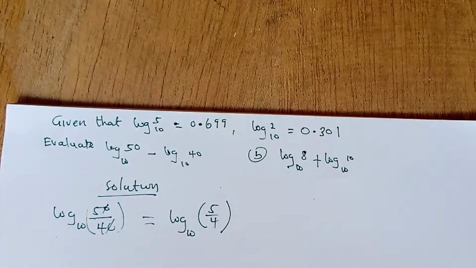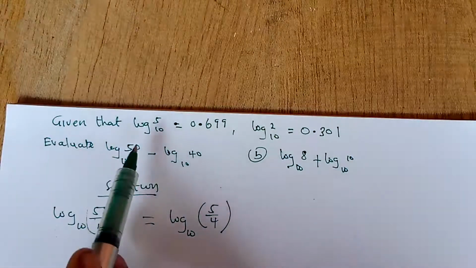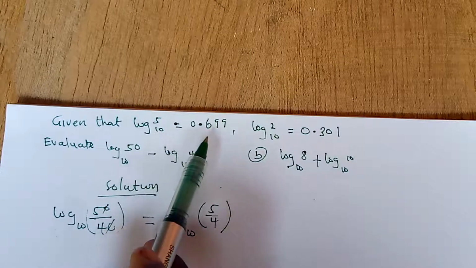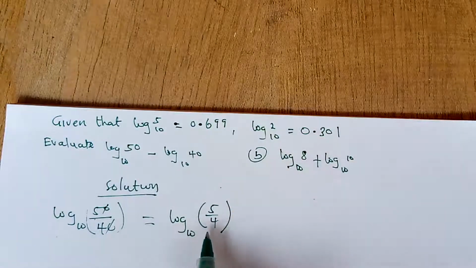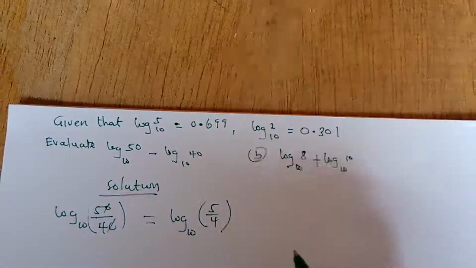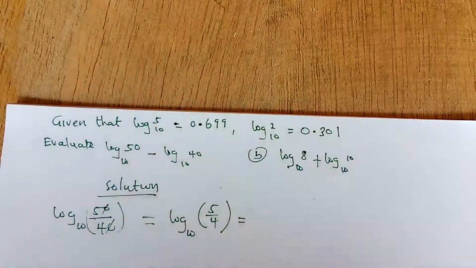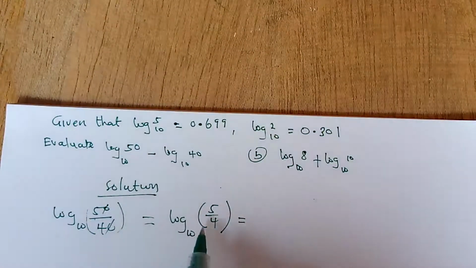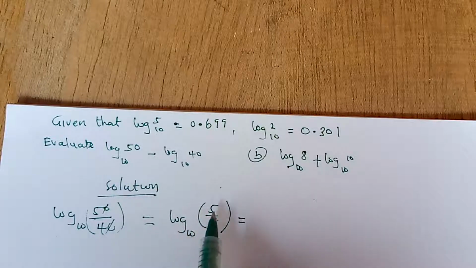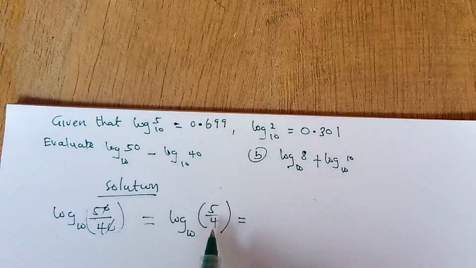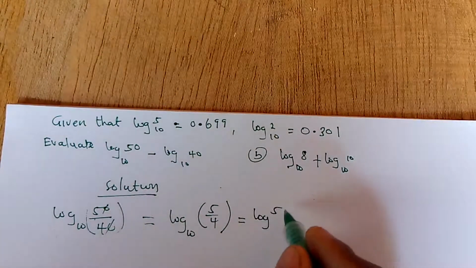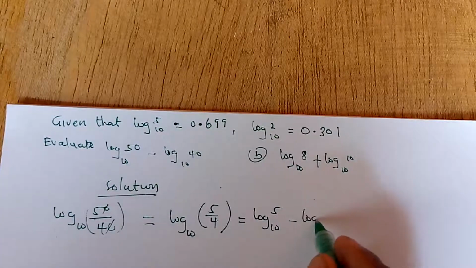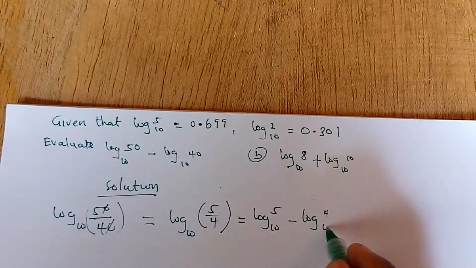So what can we do next? The question provided log 5 to the base 10 is equal to 0.699, and log 2 to the base 10 is given as 0.301. But here we have 5 and 4. So let's break this one down again, because whenever you are dealing with logarithm and there's a division, the law says subtract. So you are going to get log 5 to the base 10 minus log 4 to the base 10.